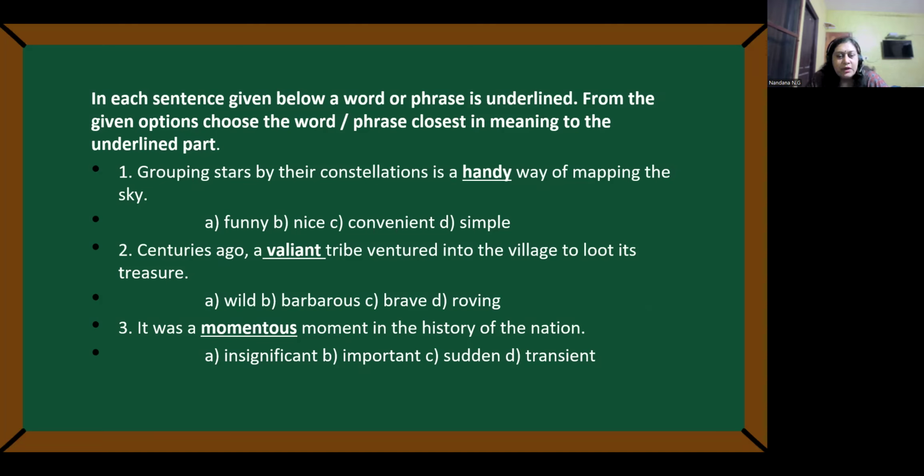Centuries ago, a valiant tribe ventured into the village to loot its treasure. So the word valiant means something which is very brave. So the synonym is obviously option C, brave.